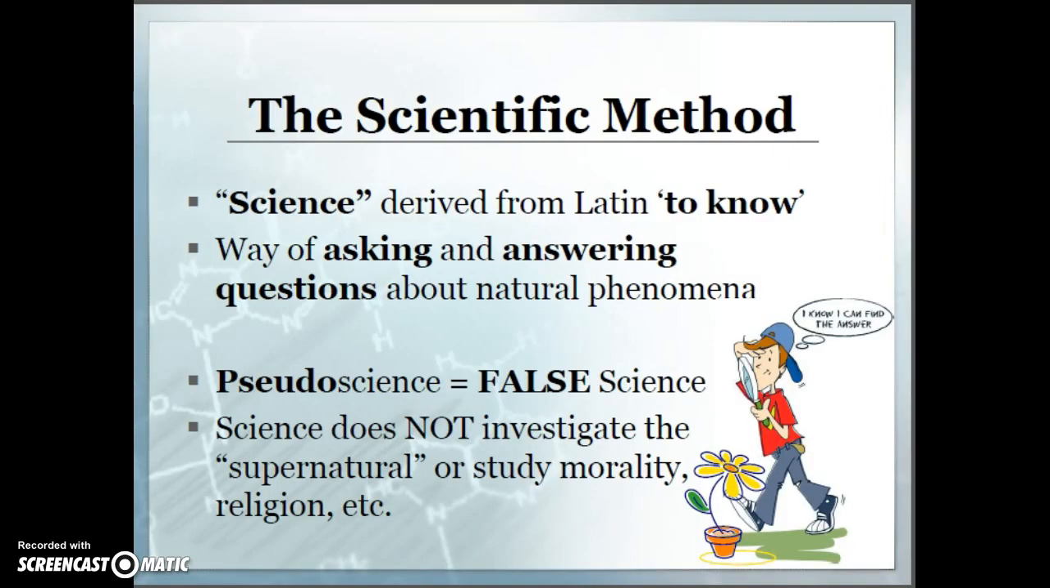So what exactly is the scientific method, and why are we talking about science? Science came from the word "to know." It's a way of asking and answering questions about things that naturally occur in our ecosystems and our world. There is a thing called pseudoscience. It equals false science, so science that does not investigate the supernatural.